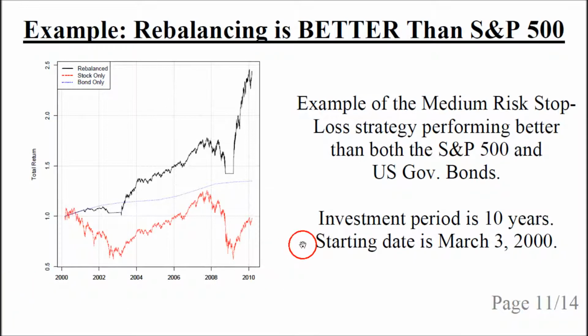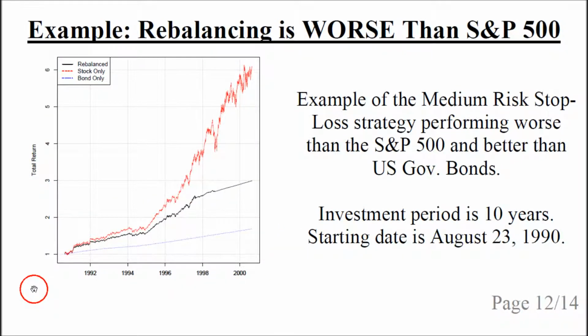So let's look at a starting date of 3rd of March 2000 and 10 years of investing. And again, we have the red line is the S&P 500, and the blue line is US government bonds, and the black line is the stop loss strategy. And we can clearly see 2 flat periods here around year 2003 and 2009. And this is where the stop loss had effect. And the end result was that the stop loss strategy performed a lot better than both US government bonds and this S&P 500.